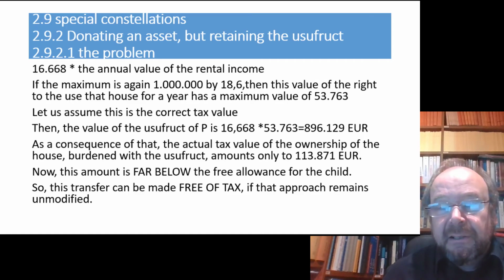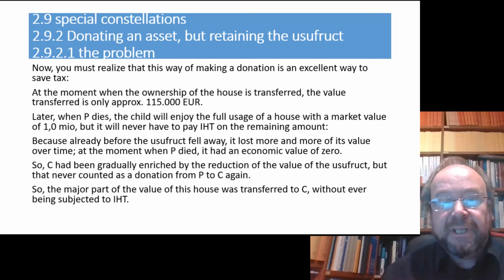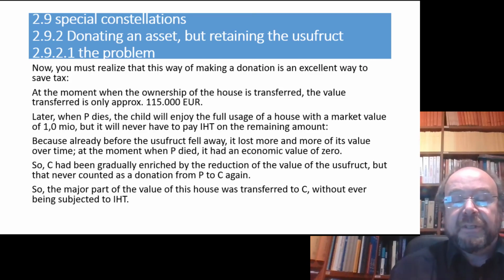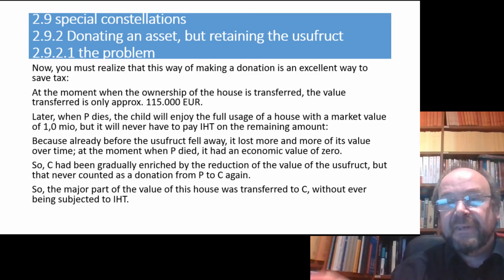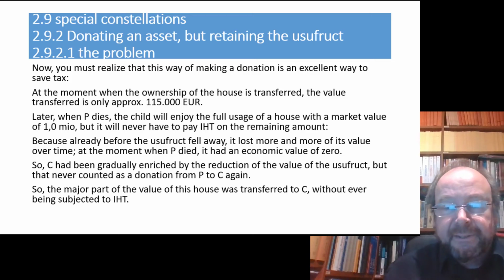Now, if you look to that with open eyes, you see that this is an excellent tax saving model, because at the moment ownership of the house is transferred, but the value is only approximately 115,000 instead of 1 million. But the child can only use the house when father is dead and gone.